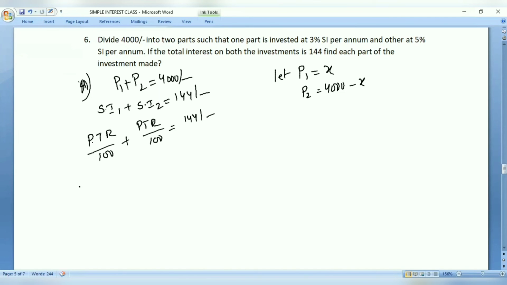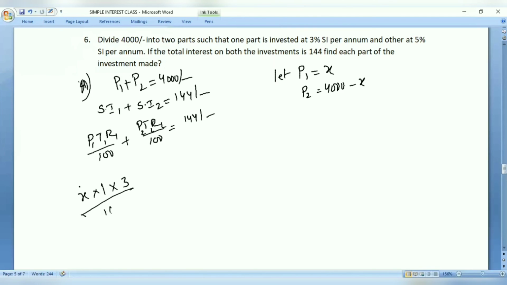So this is, let us consider as P1, T1, R1, and this is P2, T2, R2. P1 we do not know, let it be X. Time period is again only 1 year. So, what is the time period they mentioned? One party is invested at 3% for 1 year. Nothing else is mentioned, so we can directly take it as 1 year. And what is the rate of interest?